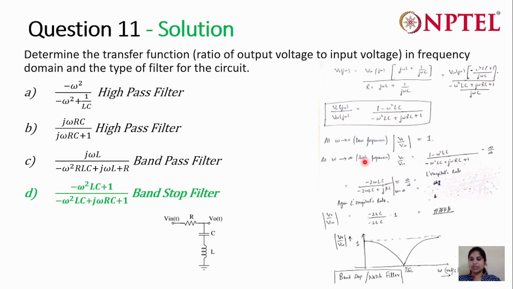In the same way we write an expression. Here what we are able to see is that at omega tends to 0, it is 1. For omega tends to infinity also it is 1. So it is allowing lower frequencies and also higher frequencies. But at this specific point of 1 by root LC, it is actually becoming 0. So this is basically a notch filter or a band stop filter. At a particular set of frequencies it becomes 0, so it's a band stop filter.